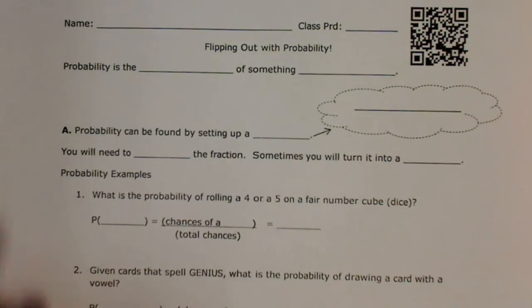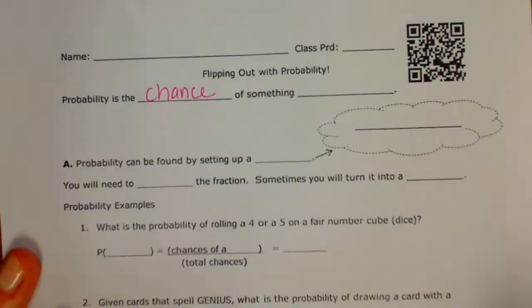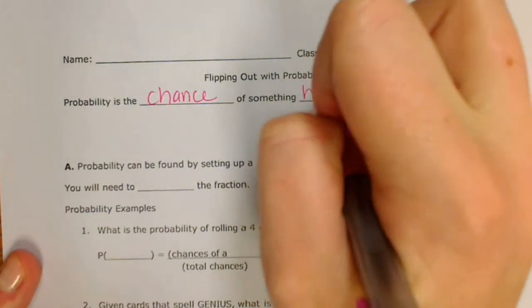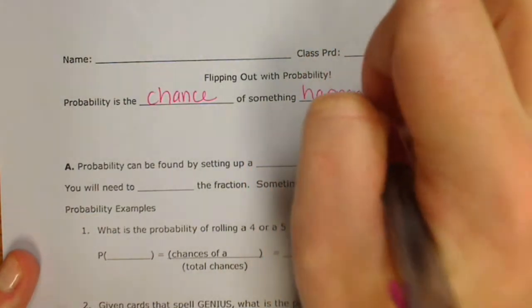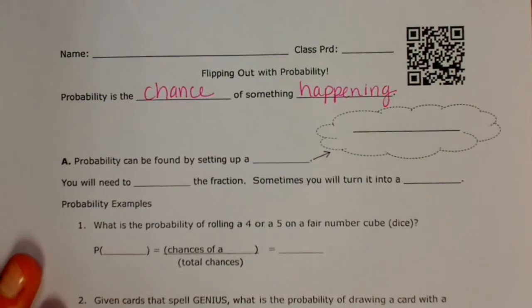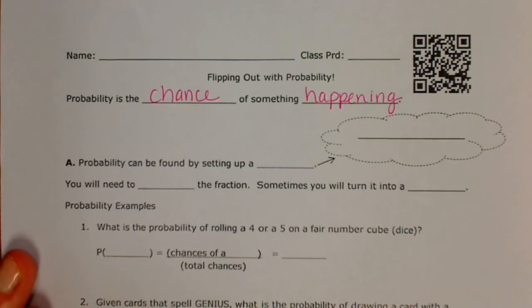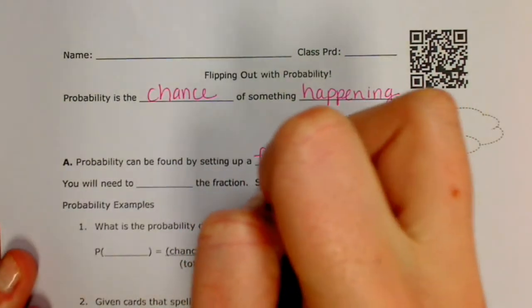So probability is the chance of something happening. So it's the chance of rolling a 2 on the dice or a chance of pulling a pink pair of socks out of your drawer. In order to find probability, we're going to set up a fraction.